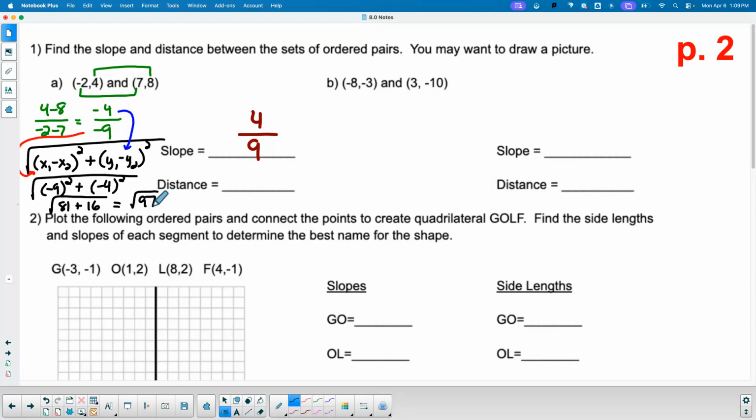Divisible by 6? No. 7? No, right? No. 8. 9. 10. 11. 12. 13. Okay. All right. So then it's just going to stay the square root of 97.